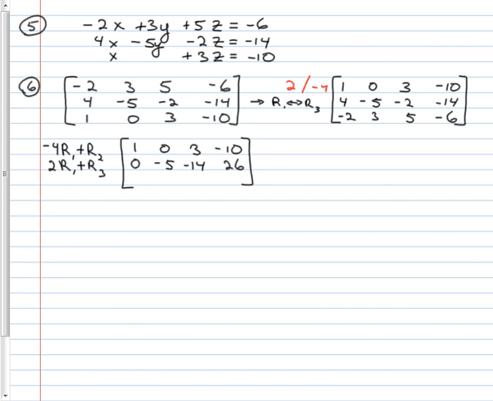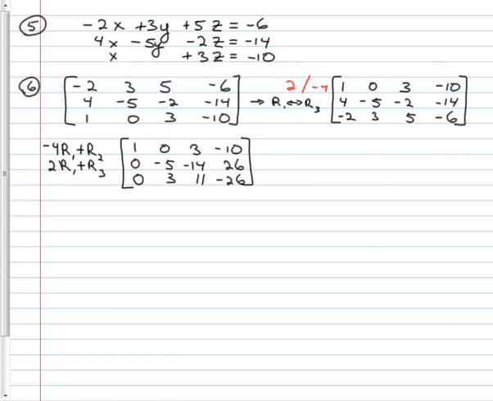Now I'm going to do 2 times row 1. Did I get that right? Okay. 2 times row 1, add it to row 3. So 2 minus 2, 0. 0 and 3, 3. 6 and 5, 11. What do I have? Negative 20 and negative 6? Negative 26. So what I've done, I've taken that 1 and I've eliminated my numbers underneath it.